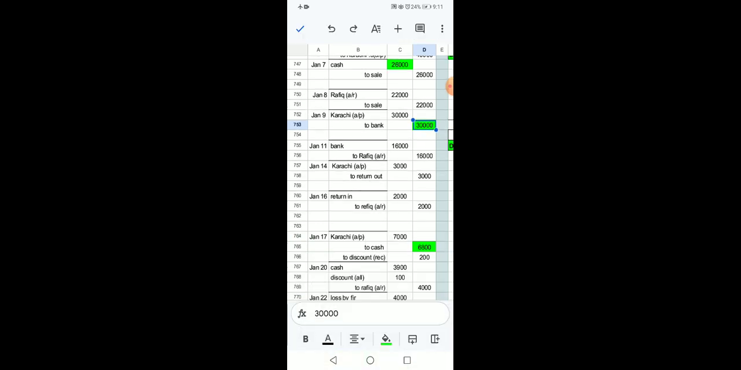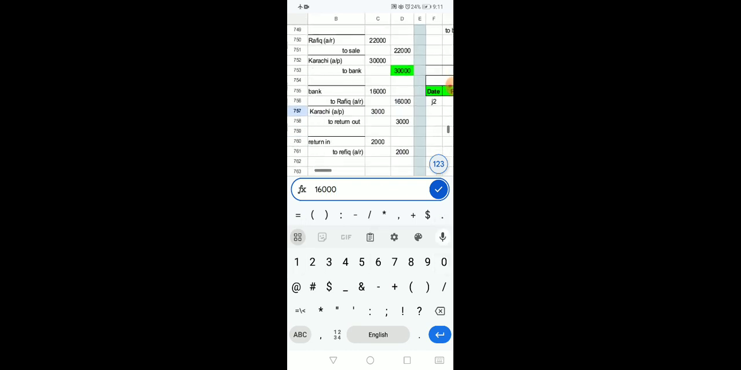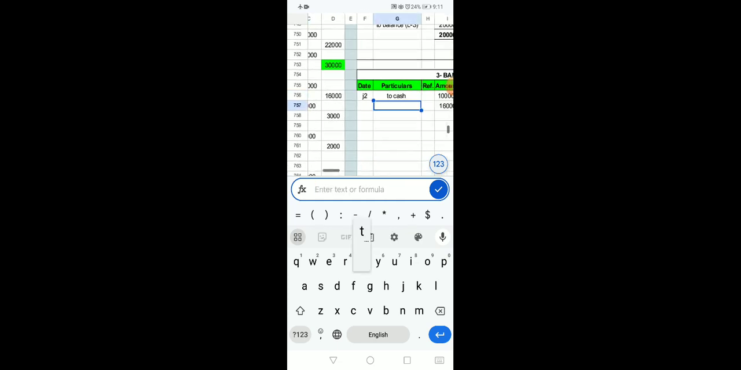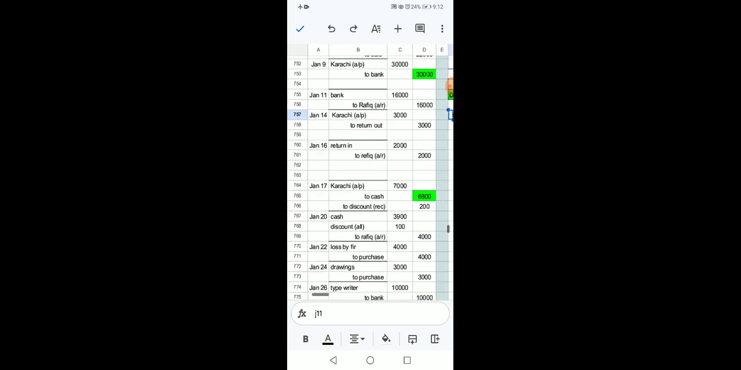Now see if next entry has bank. Yes, bank is debited by 16,000. We will choose the debit side and we'll write 16,000 over here. For 16,000, see what is written on the opposite side, Rafiq. Rafiq will be used for reference in particulars column. Now see what is date, which is January 11. Put date over here, January 11. 16,000 has been posted with the reference of bank. So mark it as it has been done.